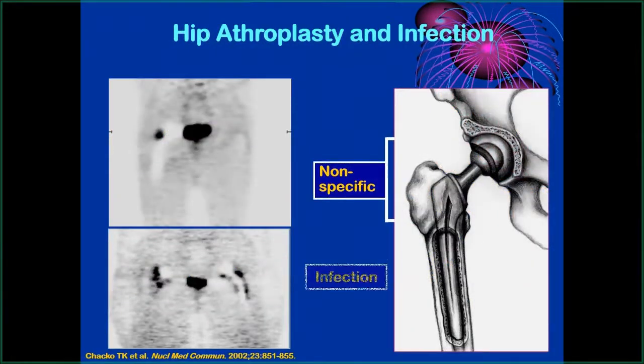This is just from our early work showing that there is some non-specific reaction around the neck of the prosthesis, which is not an indication for diagnosing infection, but when there's significant uptake of FDG around the body of the prosthesis, as you see here in the lower image, that is very diagnostic for infection and is highly sensitive and specific.